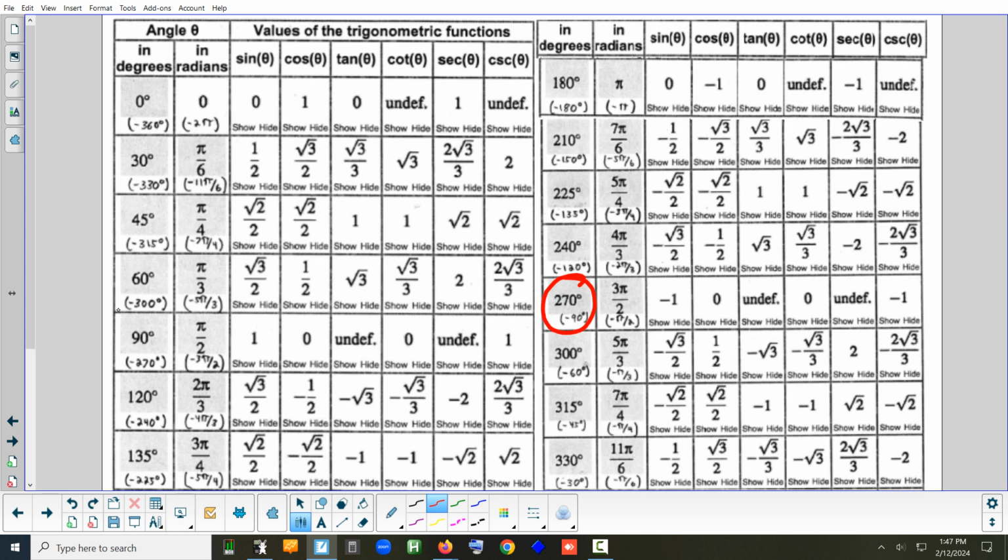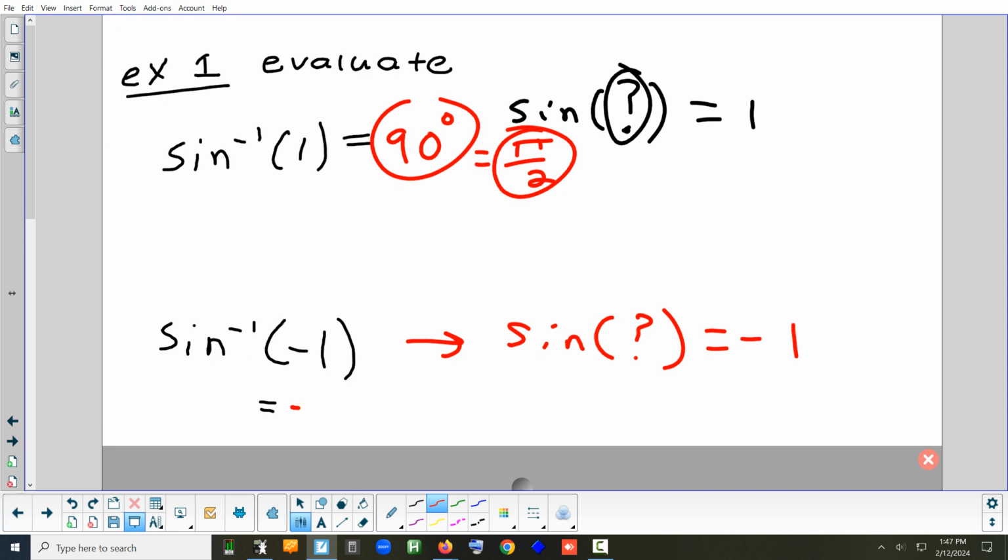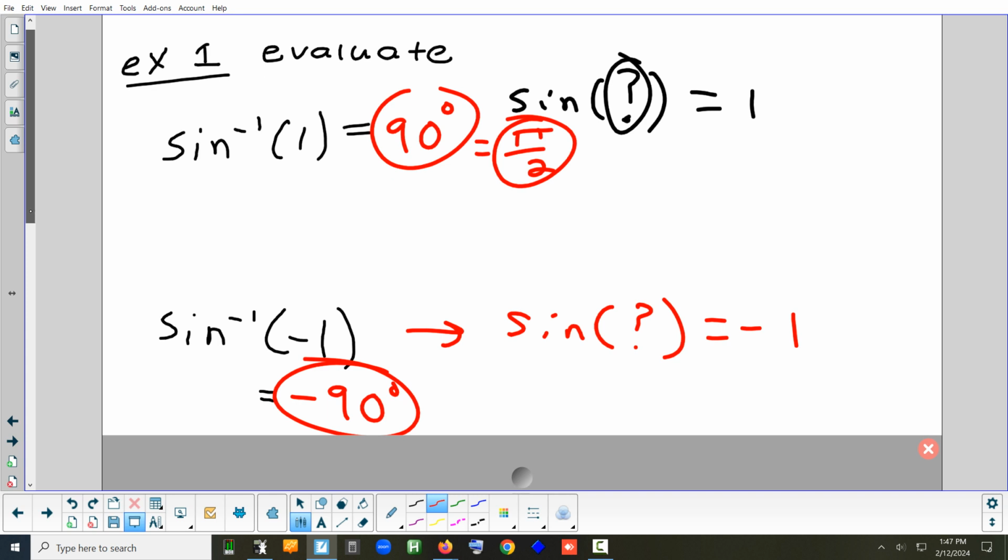Okay. So you have two choices. It's either 270 or negative 90. What's the answer we're going to put? Yep, we're going to put the negative 90. There you go.